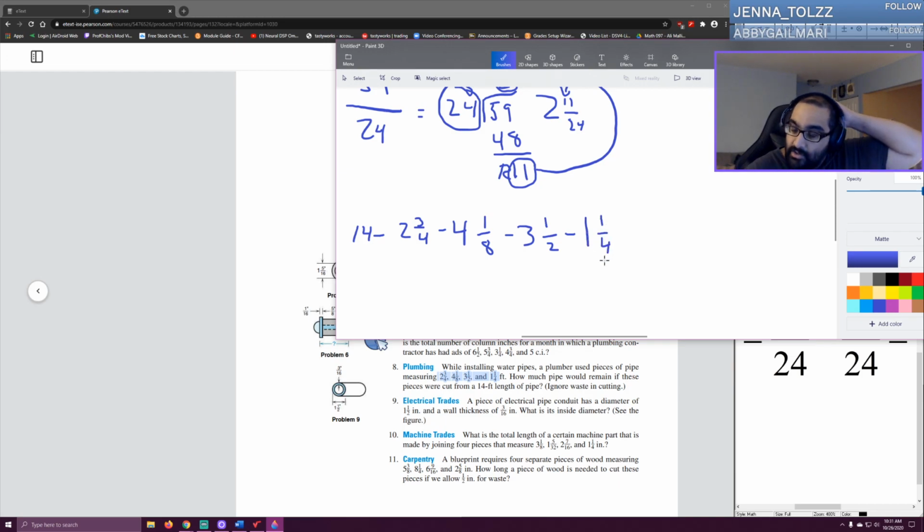Now don't forget, you can write 14 as a fraction as well. Okay, so 14 can be rewritten as 14 over 1. Don't forget that that's certainly possible. And remember to write out all of these in improper form. And you could go ahead and put those together.